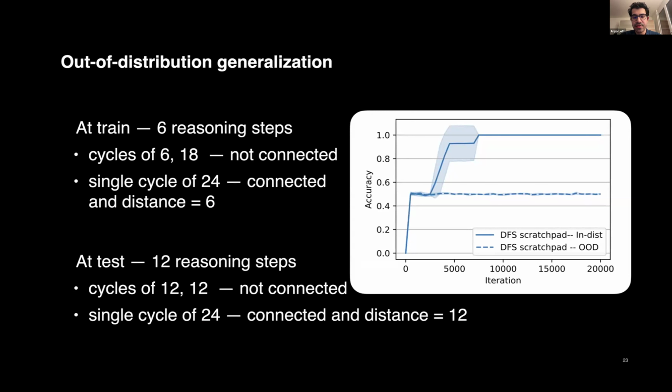And for the positive samples, we have, again, a cycle of size 24, and of course, the nodes are connected. But this time, the distance between the query nodes is just 6. So basically, during training, whether the answer is positive or negative, we only need 6 reasoning steps. However, at test, we used our normal cycles task distribution, which is cycle sizes of 12 and 12 when they're not connected, and distance of 12 when they are. So basically, at test, we need 12 reasoning steps.